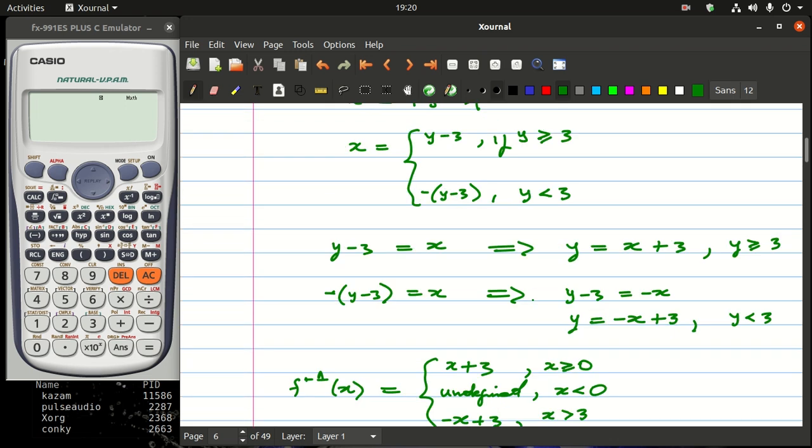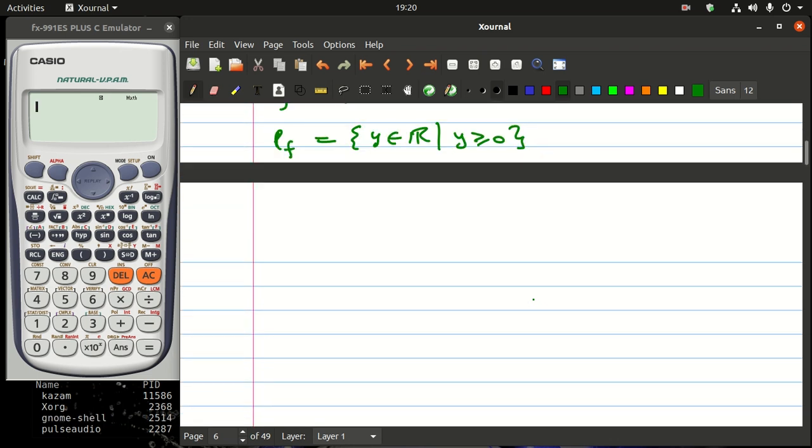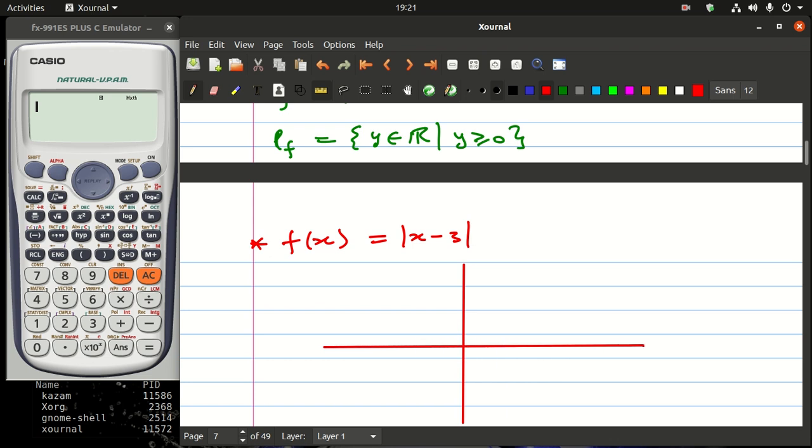Now, I know that this one is just an analysis of this function using the inverse. Of course, there was an easy way to do this, but I wanted to illustrate it with the inverse. We could have said that f of x is equal to the absolute value of x minus 3, and we just plot it. If we plot the absolute value of x, it will look something like this, like that.